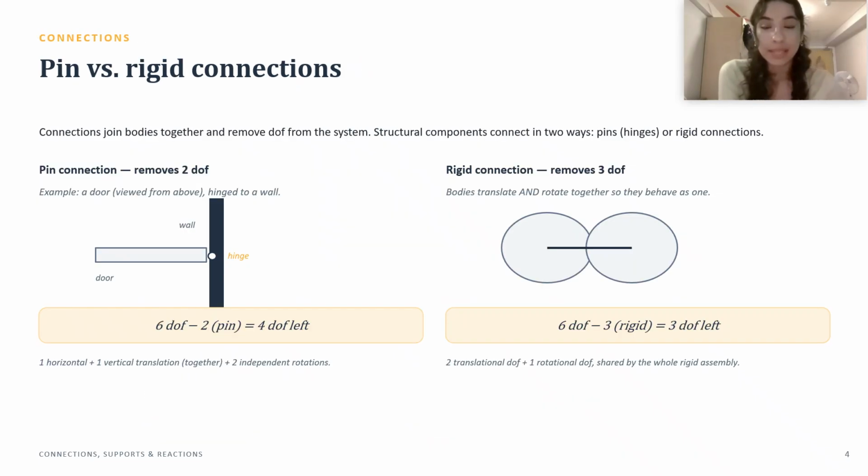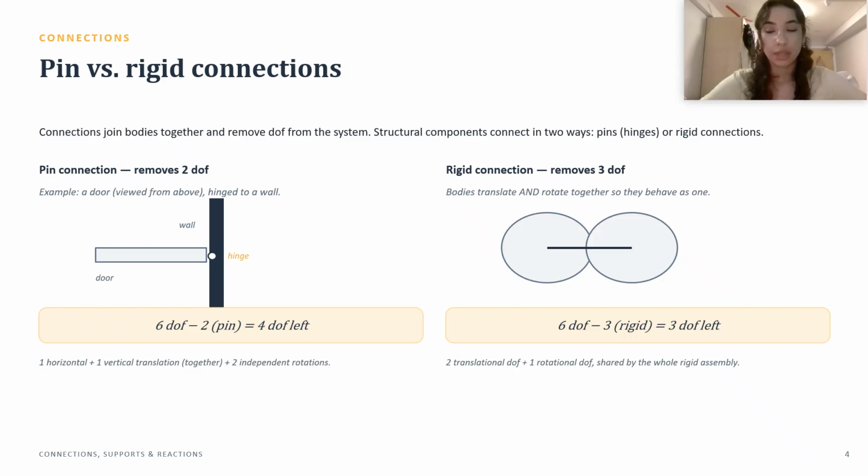Now, pins versus rigid connections. So pins, think about a door. Pins could be in the form of a hinge. To make the door connected to a wall, you need a hinge. Now, you have the hinge, you have the door here, and you have the wall, as you see. Because the door is a body, it has 6 degrees of freedom. But now, because it's hinged to a wall, the degrees of freedom will have to decrease.